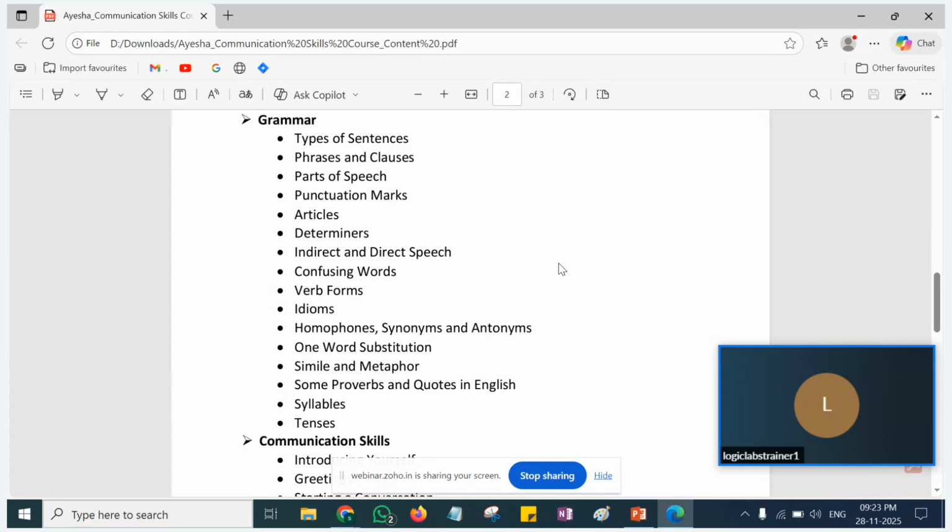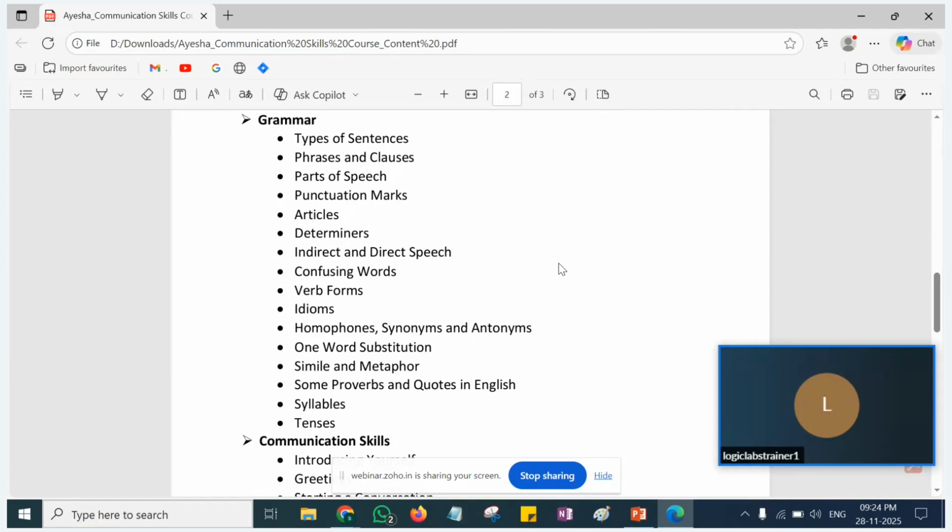After that, we're going to discuss confusing words, then verb forms: how many verb forms there are, and how to use a particular verb form based on a particular sentence. Next come idioms, homophones, synonyms, antonyms, one word substitution, the difference between simile and metaphor, how you can use simile and metaphor in your daily sentences, proverbs and quotes, how to form them in English. Syllables also we're going to discuss, and the last most important thing that we're going to discuss is related to the tenses, right?